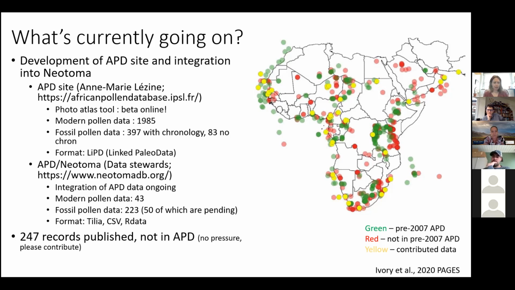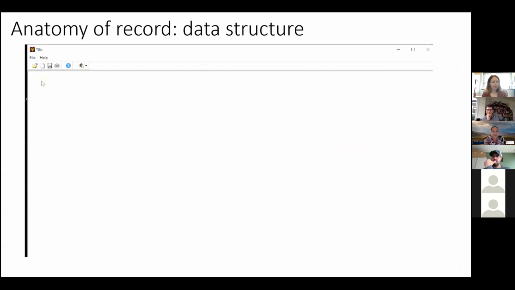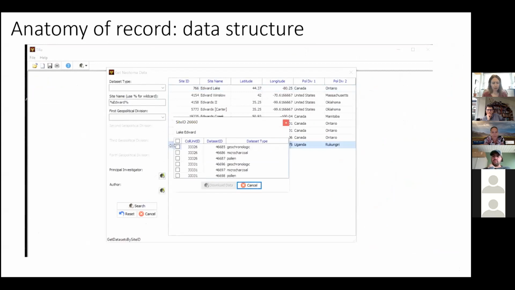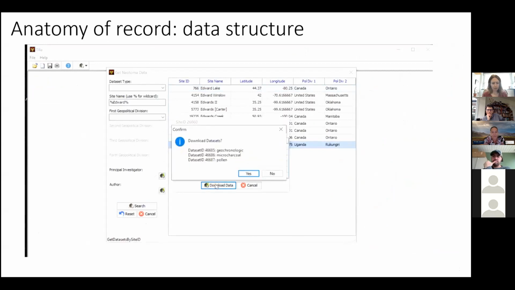And then I also wanted to mention we've also identified 247 published records that are not included within the APD database right now. So we're reaching out to people and hoping that those data ultimately are contributed. I just wanted to give people a sense of how data rich some of these data sets are.